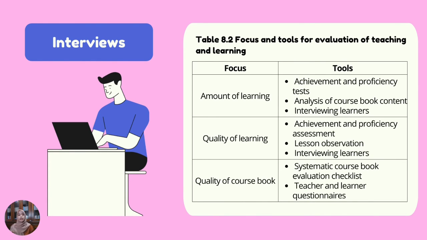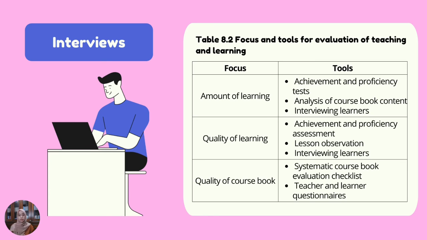As we can see, there is table 8.2. It is a focus and tools for evaluating the teaching and learning. As we can see in the table, there are three focuses, namely amount of learning, quality of learning, and quality of coursebook. The tools here refer to an instrument that can be used by the teacher to identify the focus. So the first focus is about amount of learning. If the teacher wants to know the amount of learning, the teacher may use an instrument such as achievement and proficiency test, or the teacher may use analysis of coursebook content, or even the teacher might interview the learners.